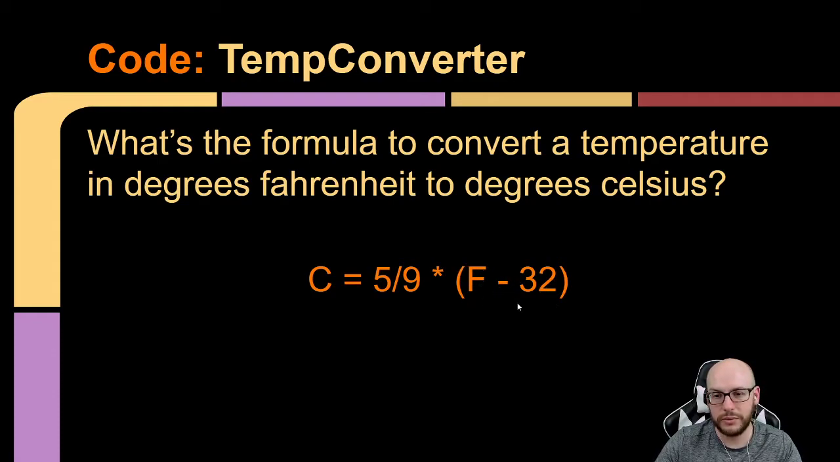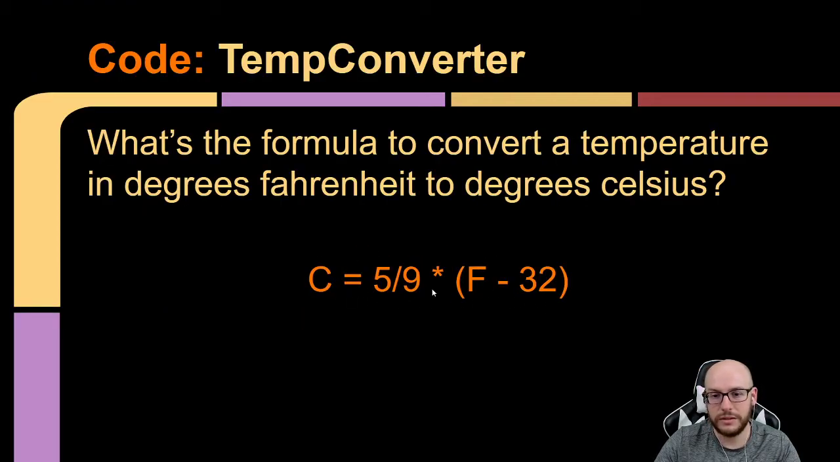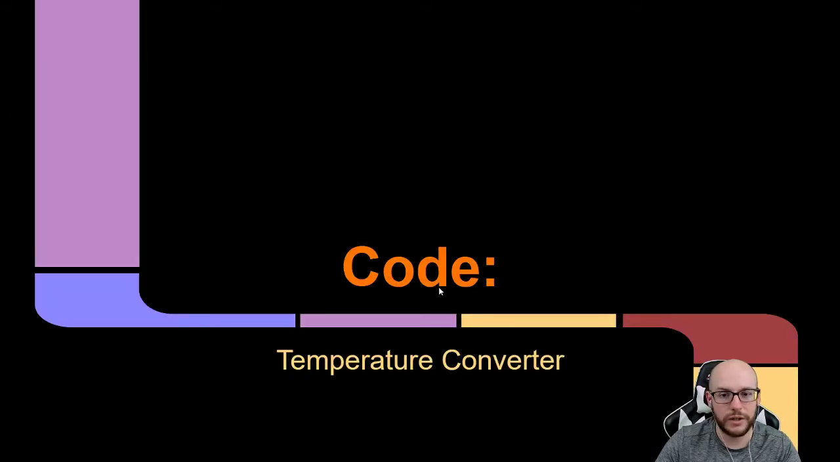Now notice this is in parentheses, so you should in theory do that first. And then, going left to right, we have our 5/9, so that would be evaluated first, and then we multiply. You feel me? We're going to code this, right? We're going to turn this expression into Java code and try to create some type of temperature converter.